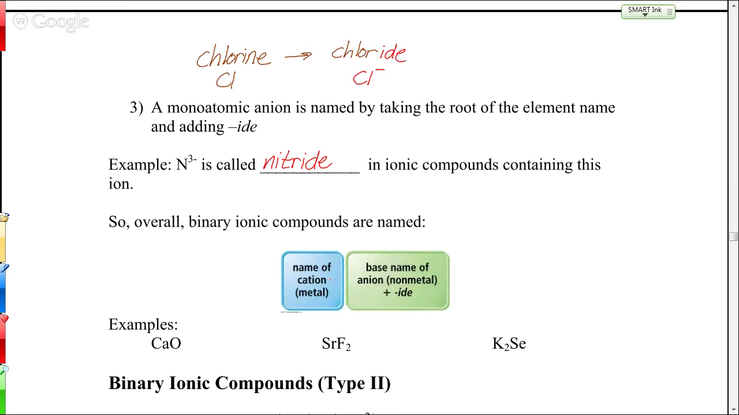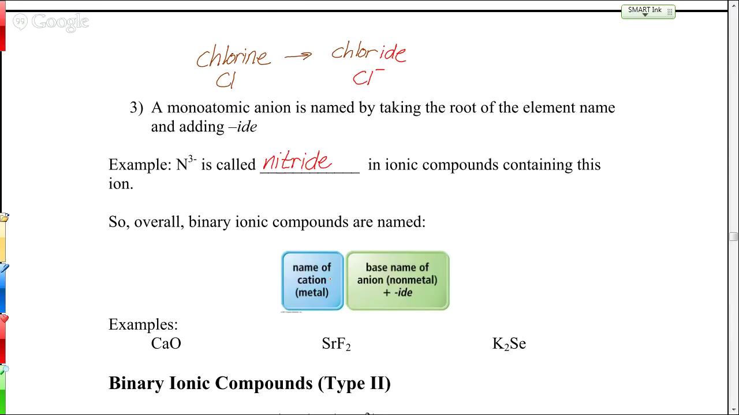So looking at some of these examples, let's see if we can name them. CaO, what are you going to call that? Calcium oxide, right? Calcium from the Ca and oxide from oxygen from the O minus. What about SrF2? Strontium fluoride. And K2Se? Potassium. You want to check your periodic table for this one. Selenide, right. Se is selenium. So K2Se is going to be potassium selenide. See how that works? Pretty simple.